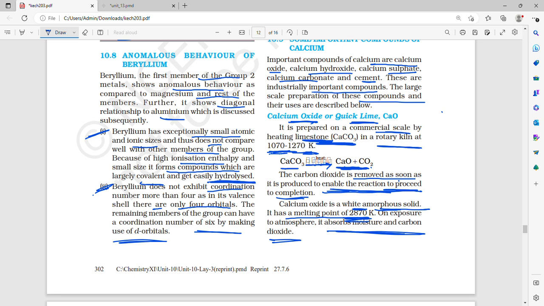Beryllium does not exhibit a coordination number of more than 4, as in its valence shell there are only 4 orbitals. The remaining members of the group, having a coordination number of 6, make use of the d orbitals.